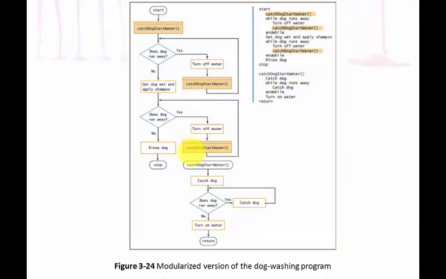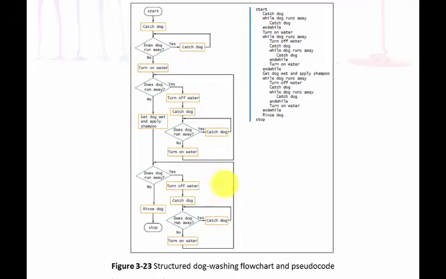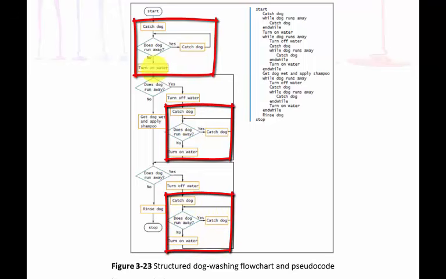We're trying to take something that's complicated or not so easy to read in our main program, and we're plugging it within a module which we can use again and again. So here you can see this module is being used 1, 2, 3 times. So we're taking it out 1, 2, 3 times. You can see turn on water, turn on water, turn on water 3 times. Catch dog, does dog run away, catch dog, does dog run away, catch dog, does dog run away. This section here is being modularized for us.